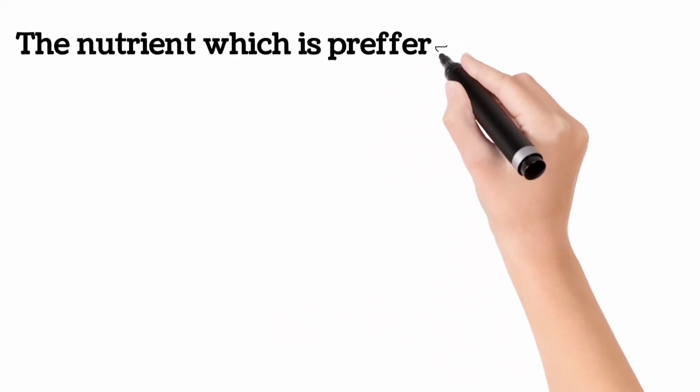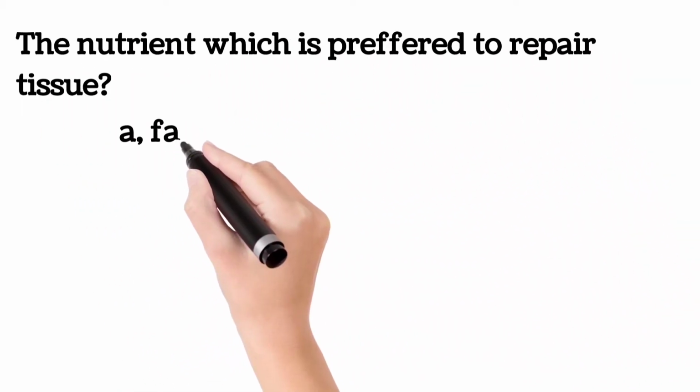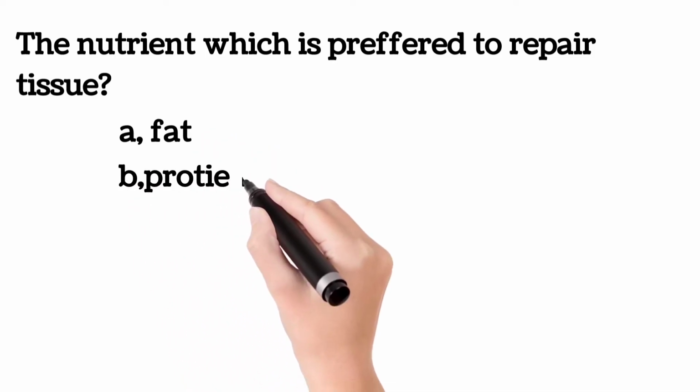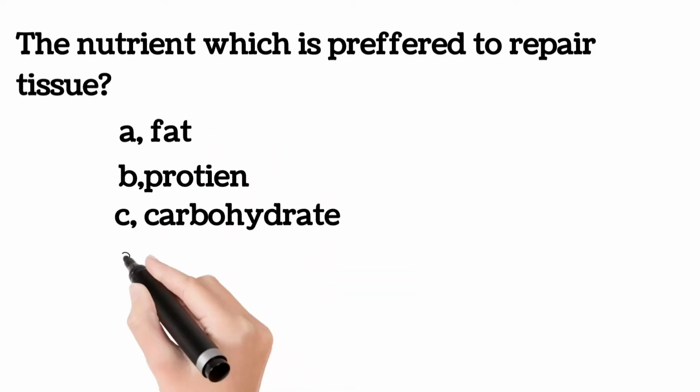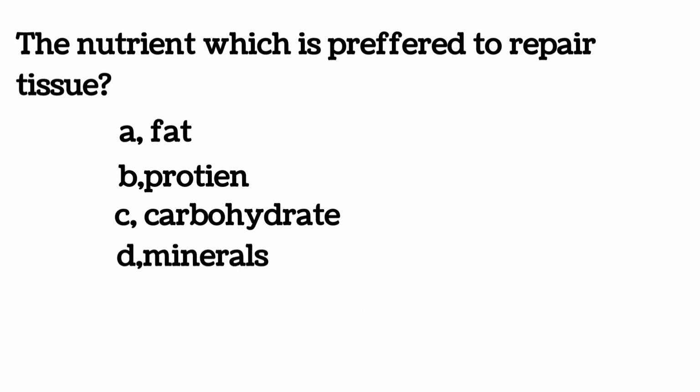The nutrient which is preferred to repair tissue. The options are A. Fat, B. Protein, C. Carbohydrate, D. Minerals. The answer is option B. Protein.